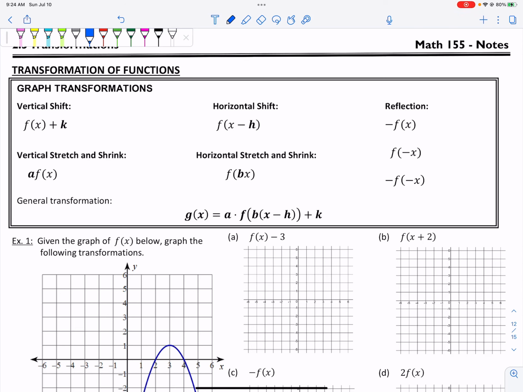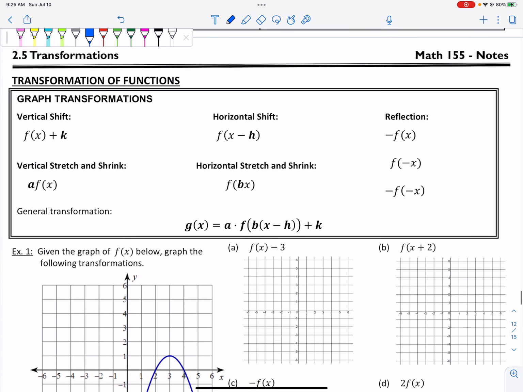In this video, we will go over graph transformations. We're going to look at different notations that would tell us whether the graph is moving left, right, up, down, stretched horizontally, stretched vertically, flipping horizontally, or flipping vertically. So let's take a look at some of these notations.